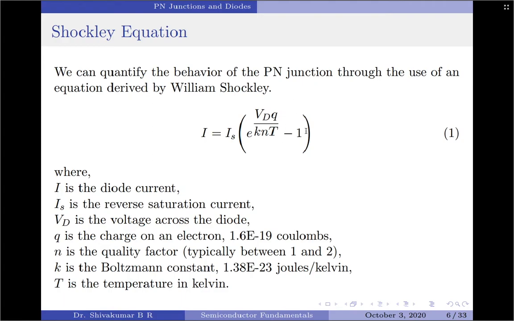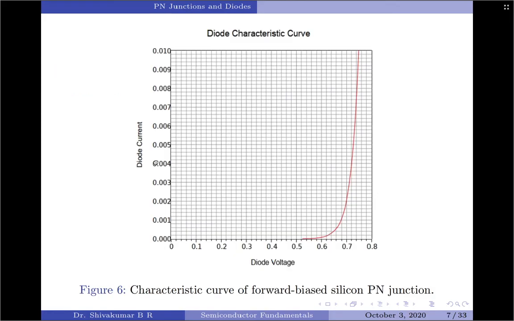Also, the reverse saturation current Is is not a constant. It increases with temperature, approximately doubling for each 10 degrees Celsius rise. If we plot the Shockley equation using typical values for a silicon device, we arrive at the curve shown here. This plots the junction current as a function of the forward positive device voltage. It is a representative curve only.